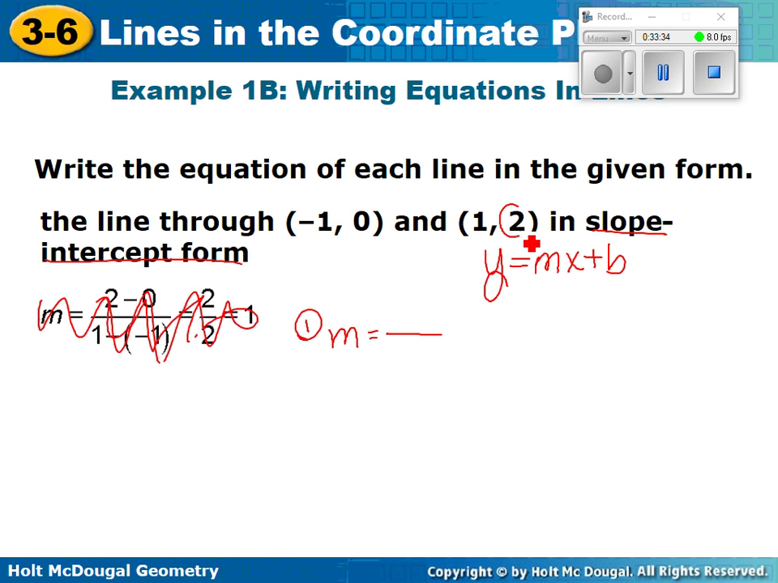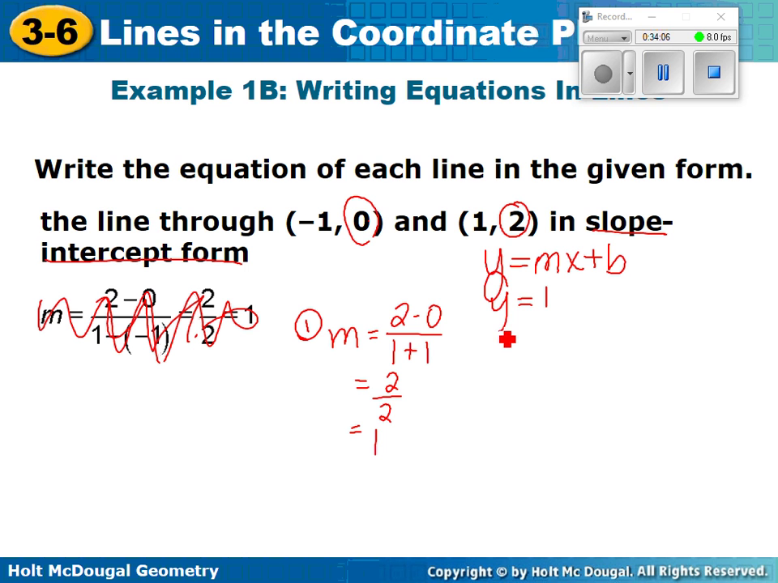So let's do that. What's going to go on the top? Careful. 2 minus 0. So it should be y minus y. 2 minus 0. What's going to go on the bottom? So it'll end up being 1 plus 1 because it's going to be 1 minus a negative, right? So what does that give me when I simplify? 2 over 2, which is 1. I'm going to write it here so I'm not in the way of my equation. All right. So now plug that in. We have a slope of 1.